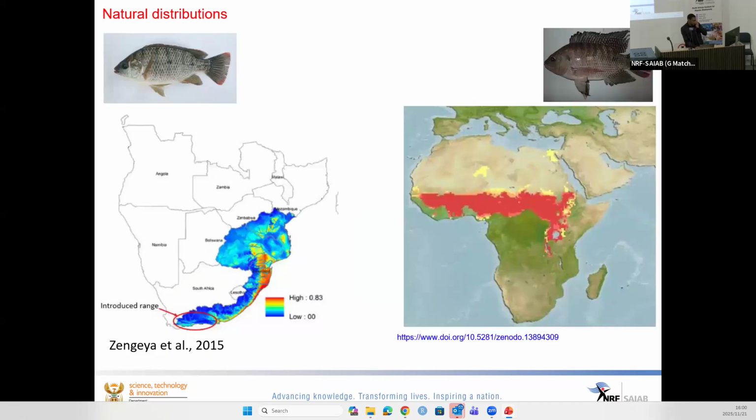Just to give a broad overview of the natural distribution of mozambicus: it is distributed from the lower Zambezi system right down to the Bushman system in South Africa. And for niloticus on the right, its natural distribution is in the Nile Basin as well as the Rift Valley lakes and some rivers in West Africa.